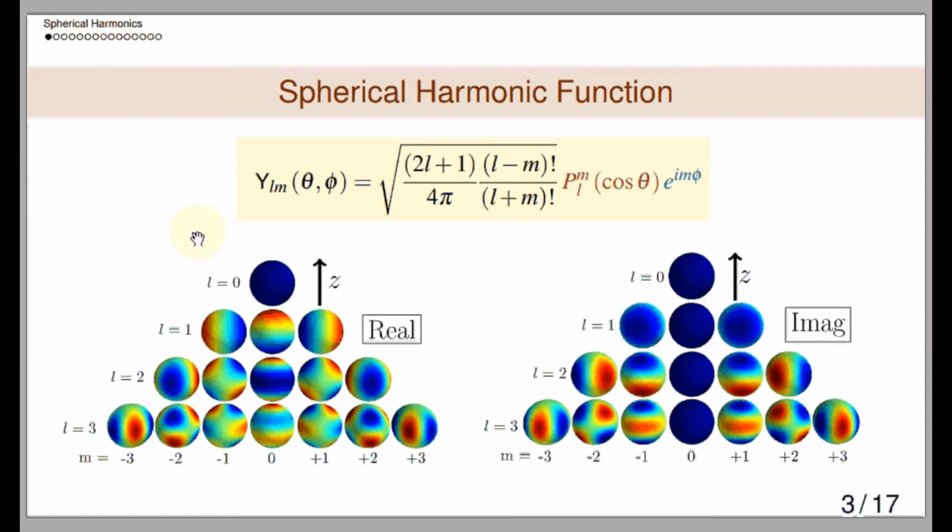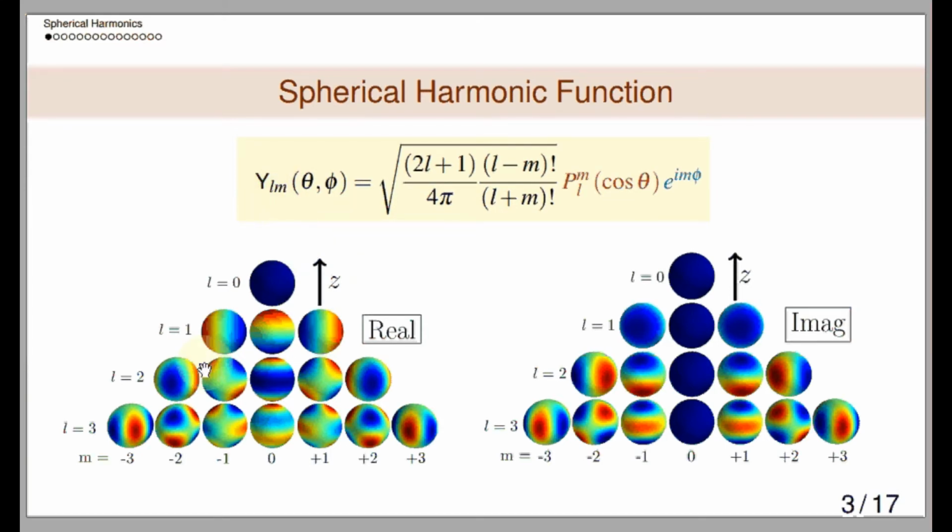Hi, this is a gentle introduction to what spherical harmonic functions are. So what you see here is Y_lm of theta comma phi. L is the degree and m is the order. Both are integers, and L ranges from 0 to infinity and m will be from minus L to L.